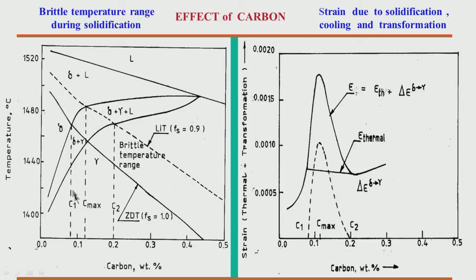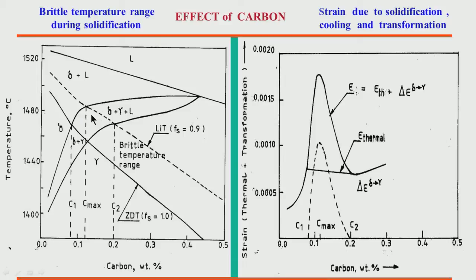So, as we are increasing carbon concentration from C1 and going to Cmax, more and more of the delta to gamma transformation is taking place in the brittle temperature region. So, at Cmax, maximum transformation from delta to gamma is taking place in the brittle temperature region. This is very important to note. Now, when we are going above Cmax, let us see what is happening.